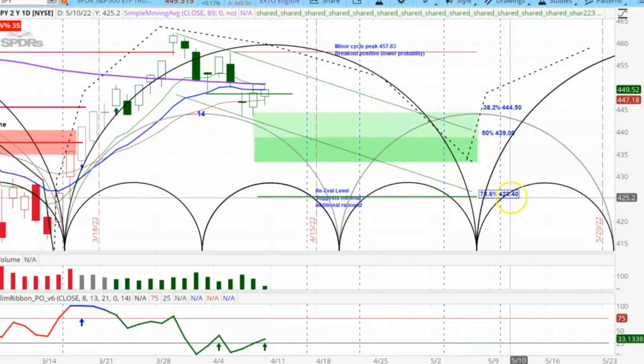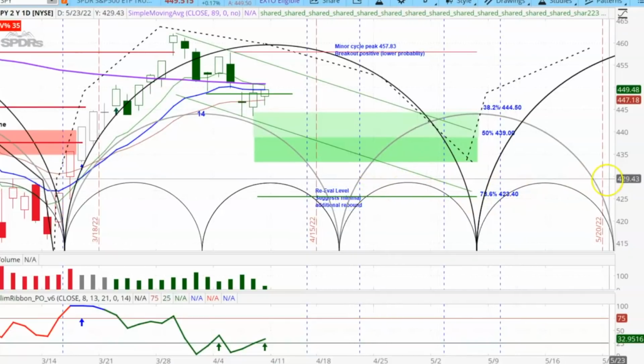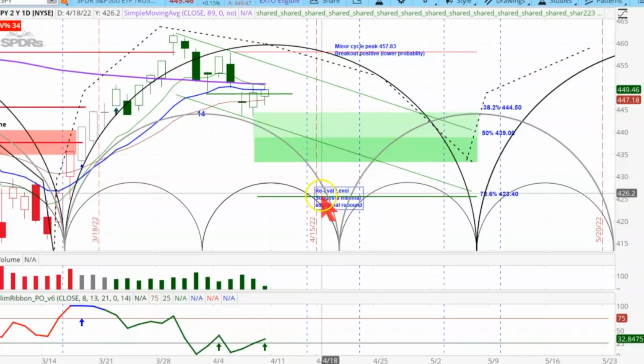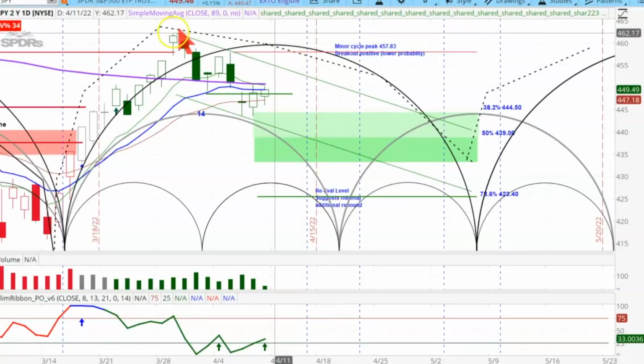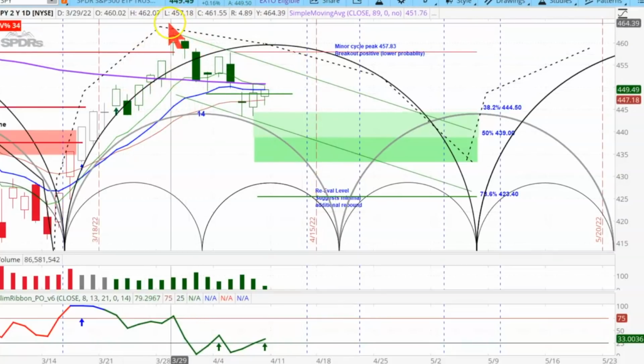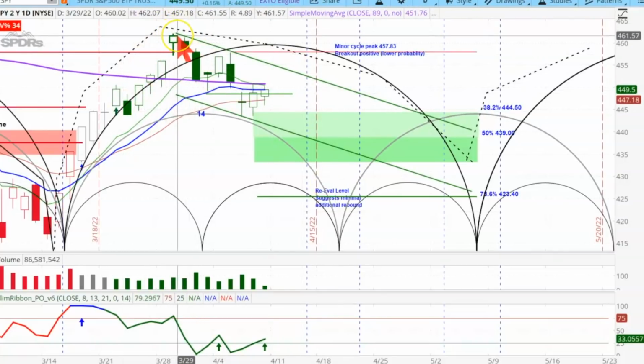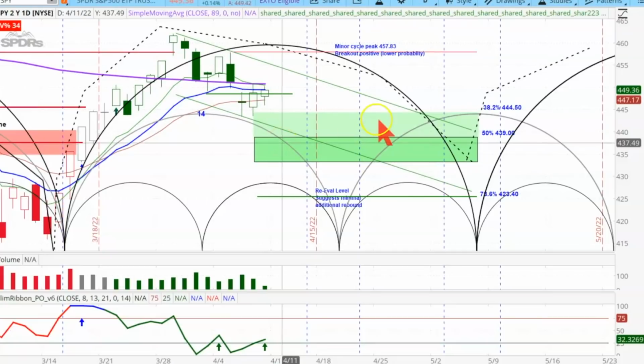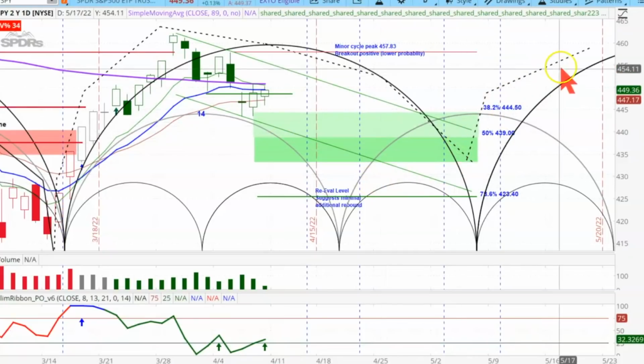If it gets down to 423.40, that's what we call our reevaluation level, and that would warn us that this rally right over here, which was a big upthrust with just a huge amount of rally of 11% in 11 days, that would warn us that that's over with. There's no energy left in the market to continue that out over here.